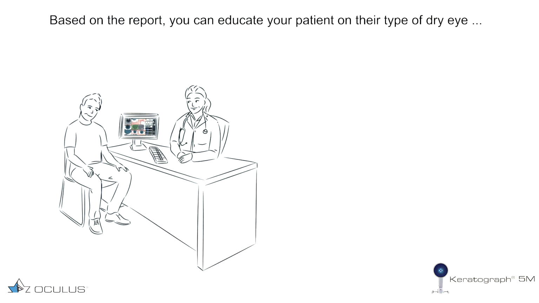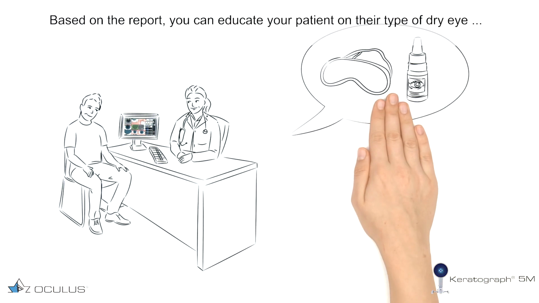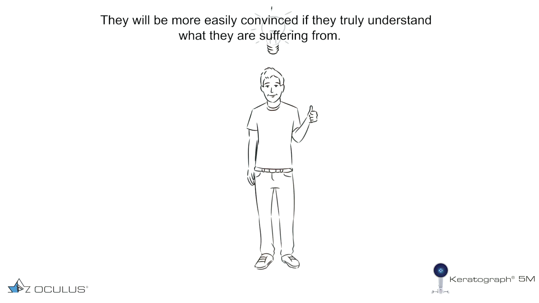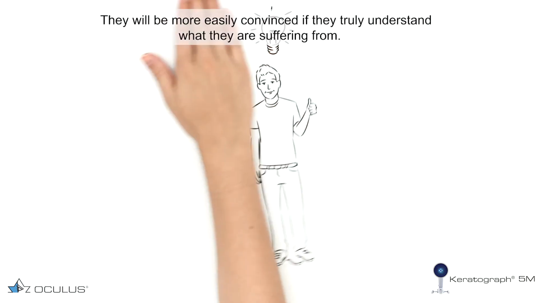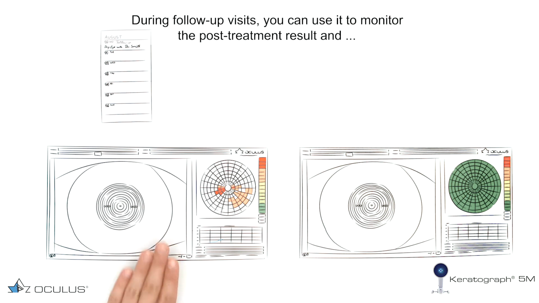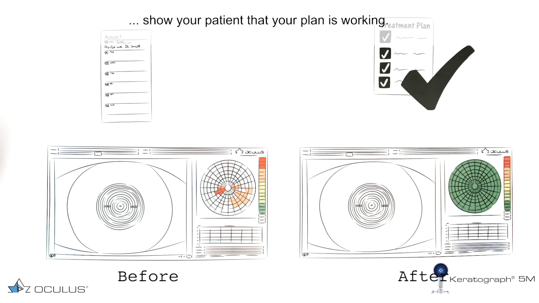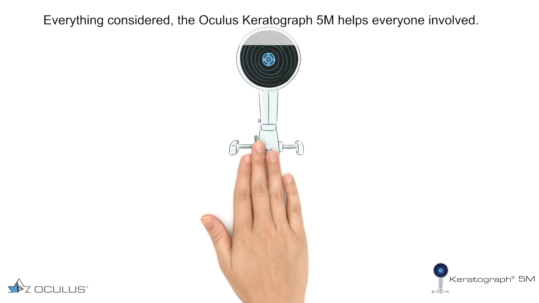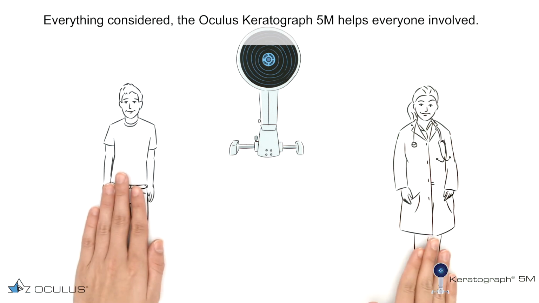Based on the report, you can educate your patient on their type of dry eye and advise a suitable treatment. They will be more easily convinced if they truly understand what they are suffering from. During follow-up visits, you can use it to monitor the post-treatment result and show your patient that your plan is working. Everything considered, the Oculus Keratograph 5M helps everyone involved.